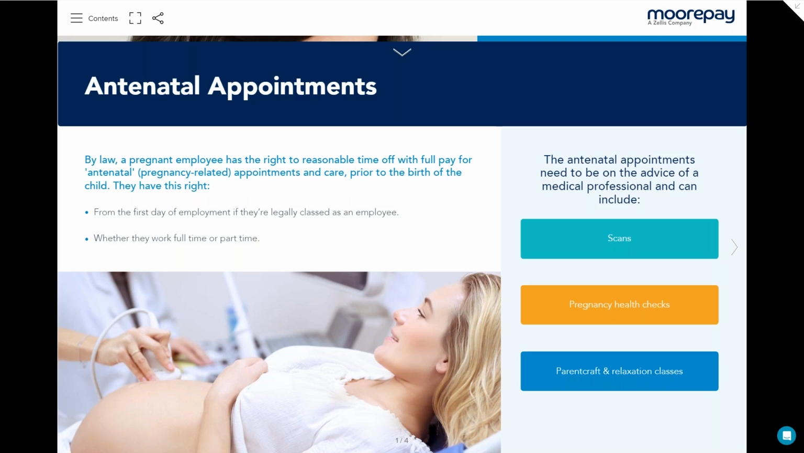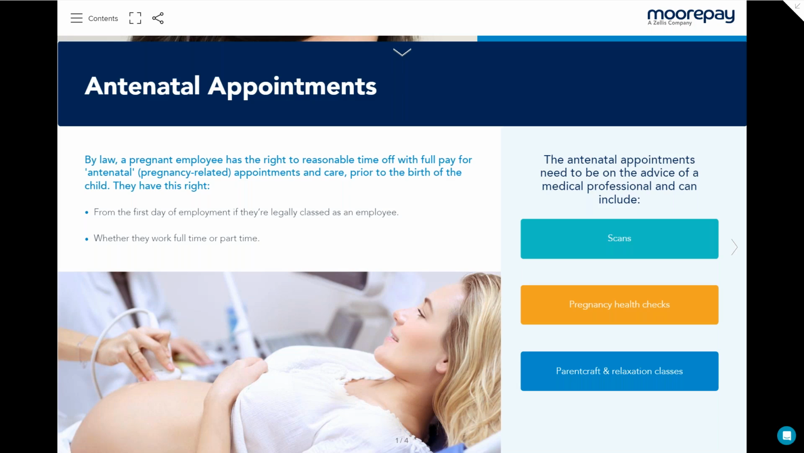It can be tricky for employers, but it is our legal obligation to allow this. These antenatal appointments have to be on the advice of a medical professional, and they can include, but are not limited to, scans, health checks, and parent craft and relaxation classes.